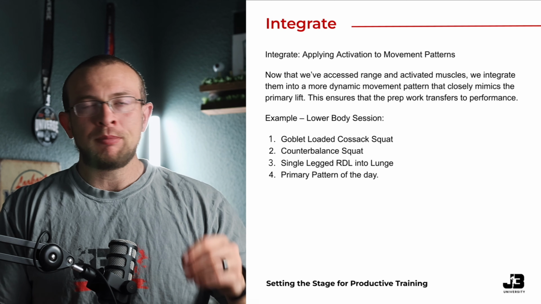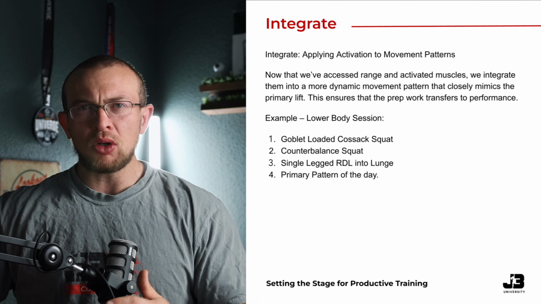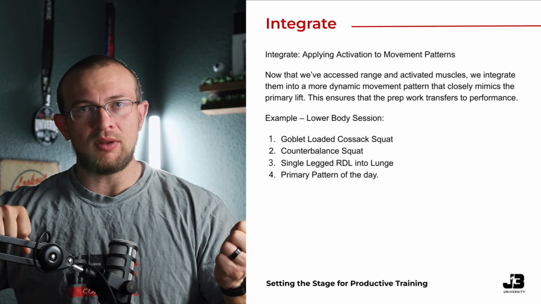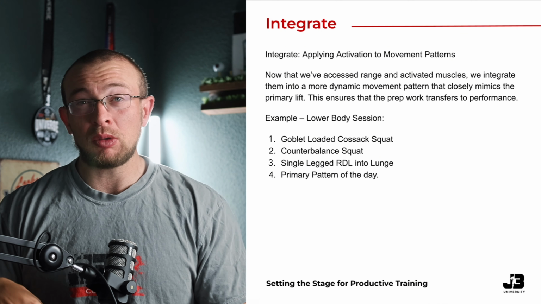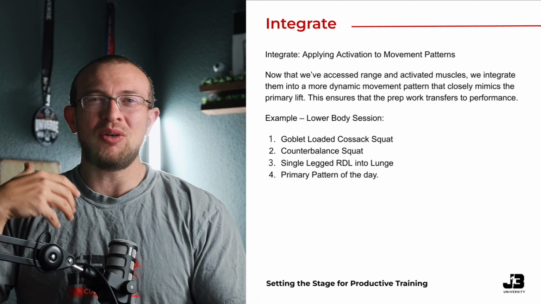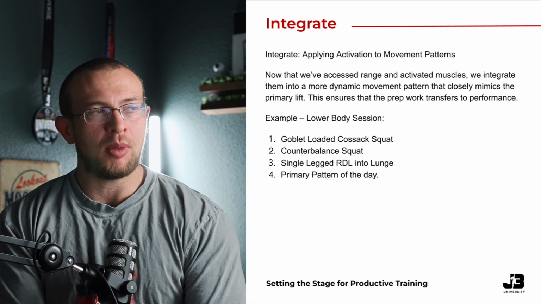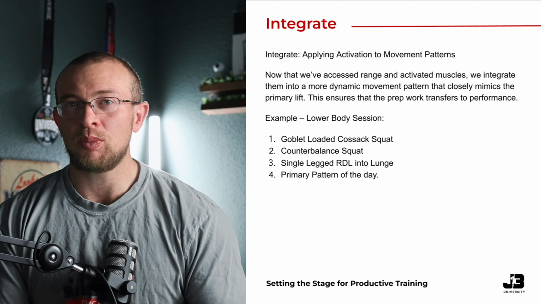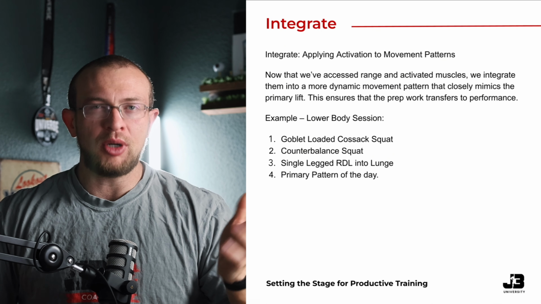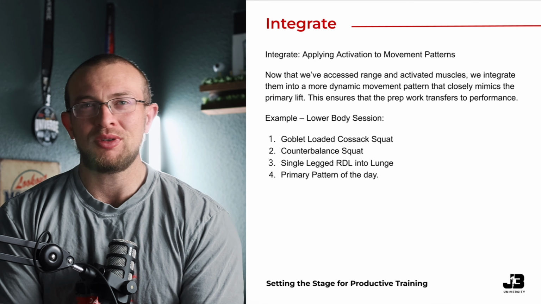And so classic ones that I'll use are a goblet loaded Cossack squat. I really like this for people who struggle with adductor loading, because you can get into that lengthened adductor on the opposite side of the leg that's squatting. Counterbalance squat is great for people who have a tendency to shift those hips back. It's a way to give them a counterbalance and stay more vertical, and integrate that feeling of staying more vertical for a quad-bias squat. Single-legged RDL into a lunge is probably my all-time favorite way to integrate into a session. It takes you through pretty much both extreme end ranges of hip positions that you're going to see. And then obviously the primary pattern of the day is the most time-efficient one.